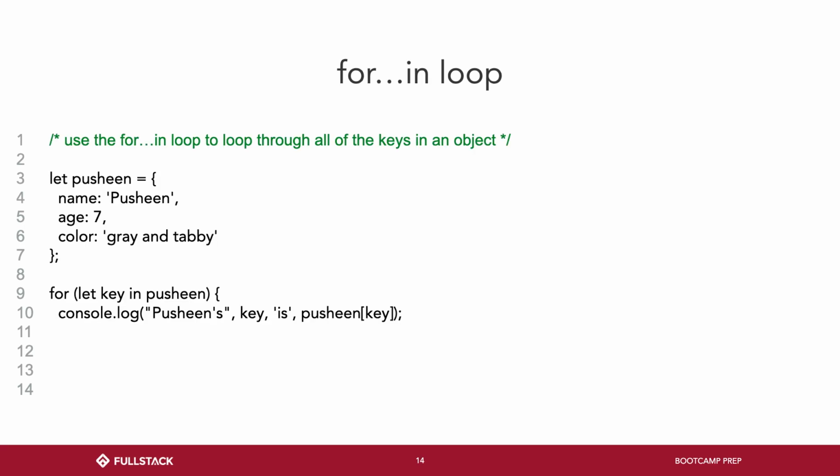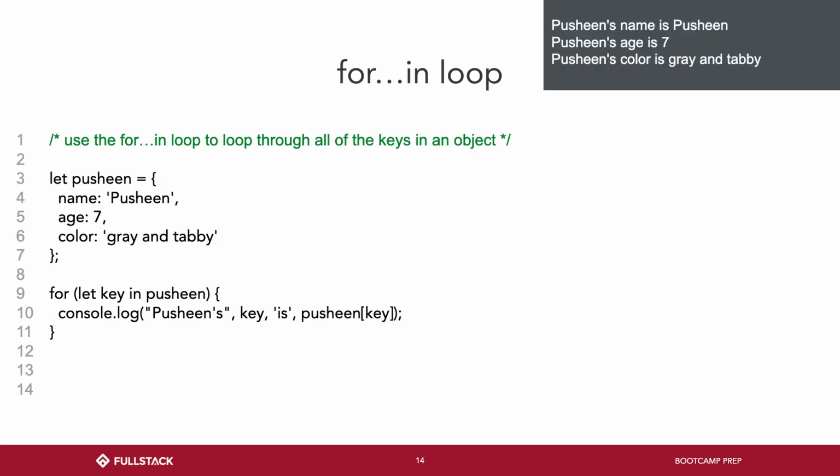The in operator is used in for in loops, right? For in loops are new. They look like for loops, however, they're written differently. You can say that it's a little easier. You say for let key, you define a variable. Usually we say key because that's the value that's going to be stored in that variable, the key in the object every time. Console.log, Pusheen's key is Pusheen at key.